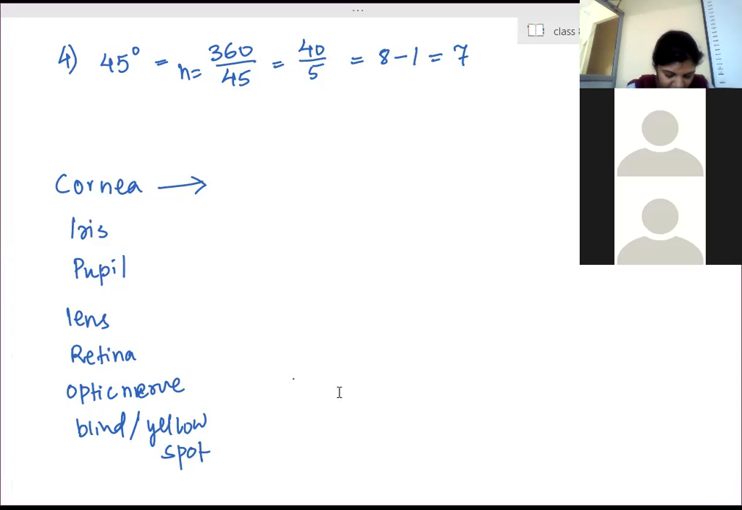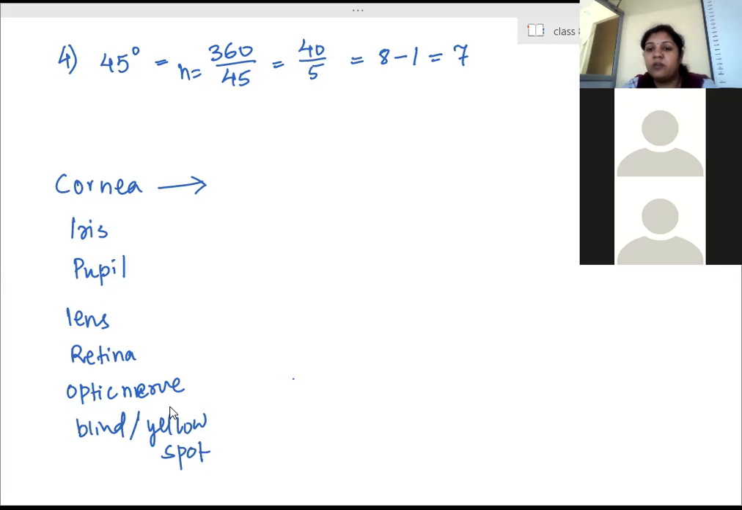What do you mean by real and virtual images? Ma'am, real images can be obtained on a screen, whereas virtual images cannot be obtained on a screen. Okay, right. Ma'am, real image is inverted and virtual image is erect. Yes, right. Real image is inverted and virtual image is the erect image.